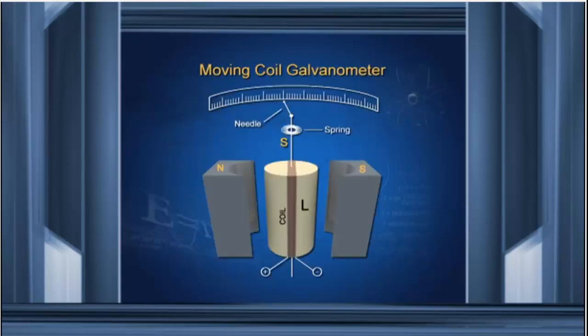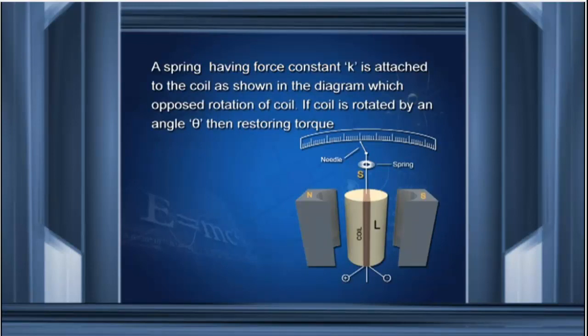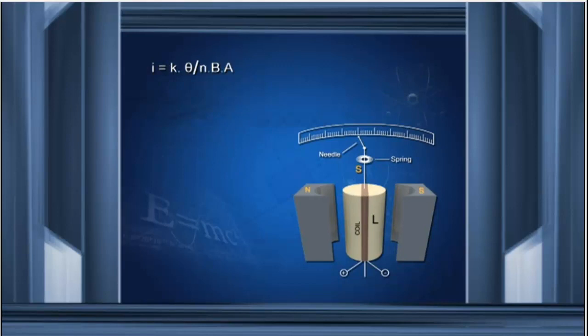In the construction of a moving coil galvanometer, we connect a spring having force constant K. The spring is attached to the coil as shown in the diagram. This spring opposes the rotation of the coil. If at any instant the coil is rotated by an angle theta, then the restoring torque tau will be equal to K into theta. At equilibrium, the torque nBIA is equal to K into theta. From here, we can calculate I equals K theta divided by nBA.